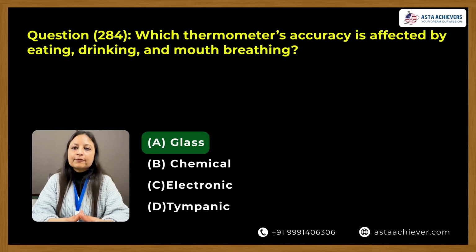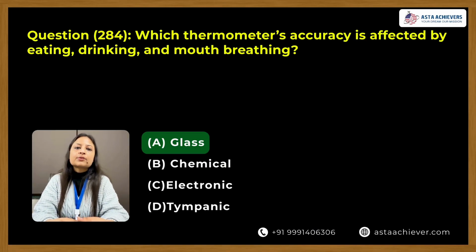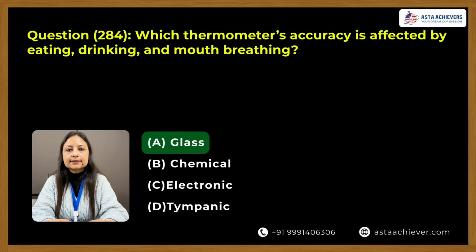Question number 284. Which of the following thermometer accuracies is affected by eating, drinking and mouth breathing? So option A, glass. Option B, chemical. Option C, electronic. And option D, tympanic. So option A, glass is the correct answer.